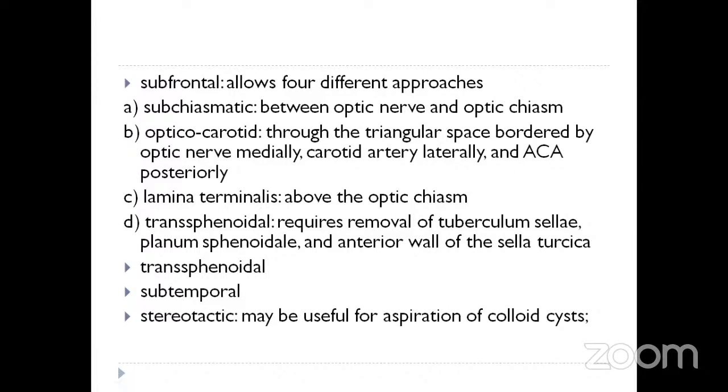We can go transsphenoidally, which requires removal of the tuberculum sellae, planum sphenoidale, and anterior wall of the sella turcica. By this approach, we can enter through the base, or the floor, of the third ventricle. Other approaches are a subtemporal approach, in which we go from laterally below the temporal lobe. And we can always use a stereotactic approach, in which we use image guidance, which is usually useful for the aspiration of colloid cyst.